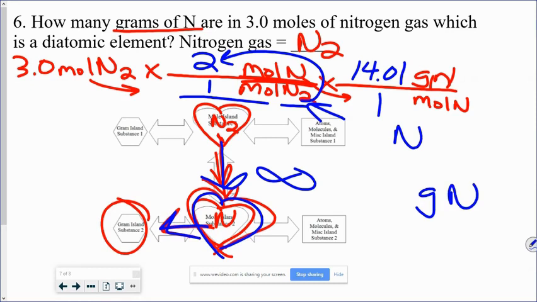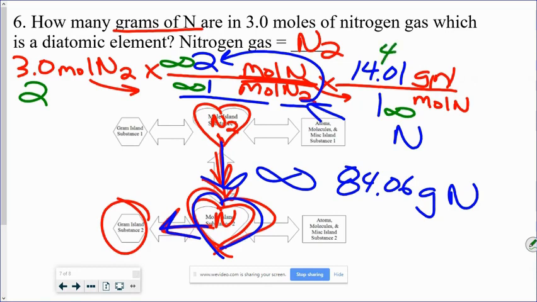Pause the video, crunch the numbers, see what you get. If you do everything correct, you get 84.06 grams of nitrogen. But if we look at the sig figs that we have out there, this one at the beginning has 2 sig figs. This has infinite, this has infinite, this has infinite, meaning it has as many as it possibly can. We're not going to look at it. This one has 4. So we need to have a 2-digit answer, so our answer is 84 grams of nitrogen.